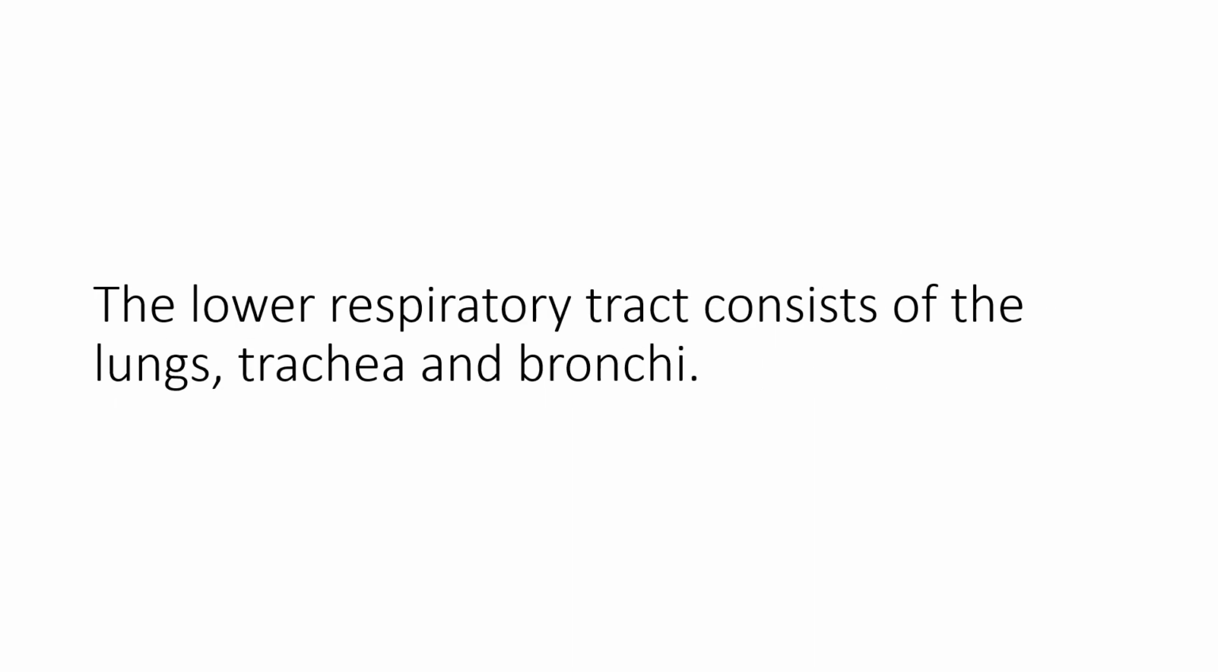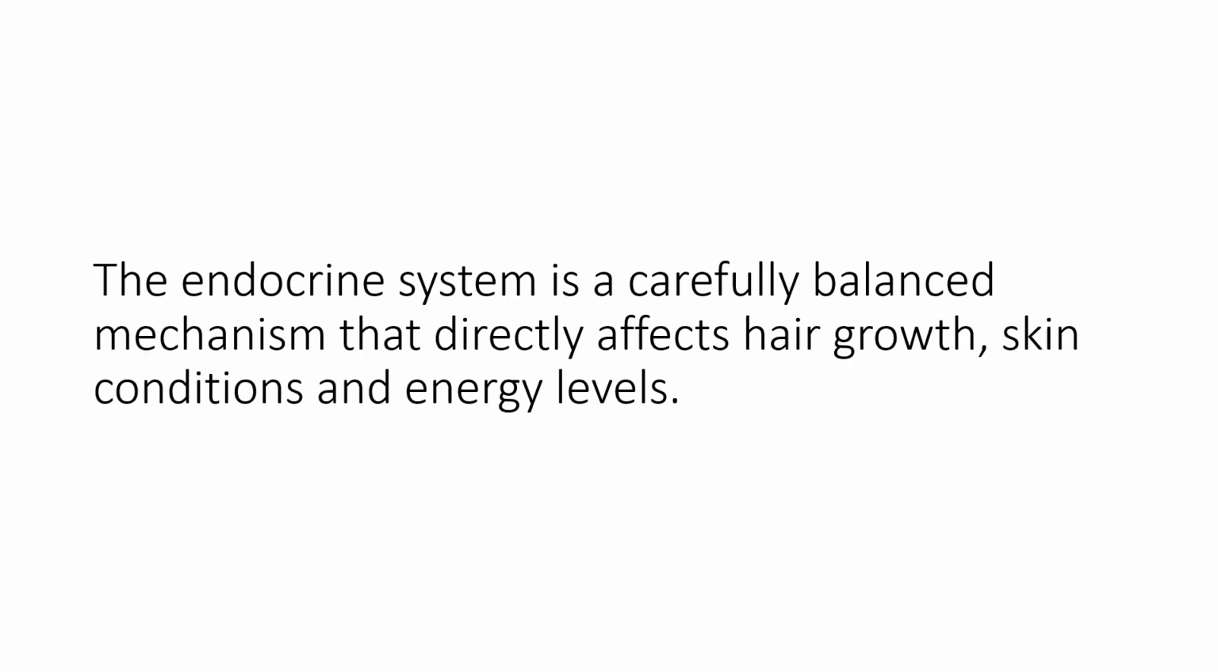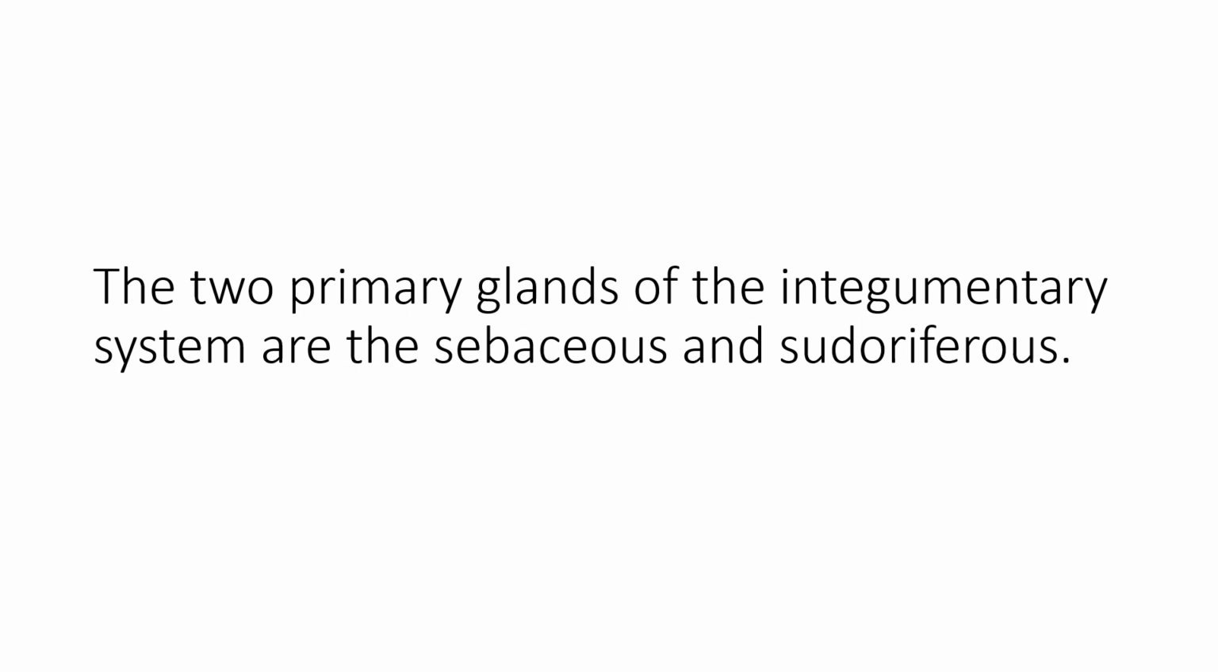The lower respiratory tract consists of the lungs, trachea, and bronchi. The endocrine system is a carefully balanced mechanism that directly affects hair growth, skin conditions, and energy levels. The skin and its layers make up the integumentary system. The two primary glands of the integumentary system are the sebaceous and sudoriferous.